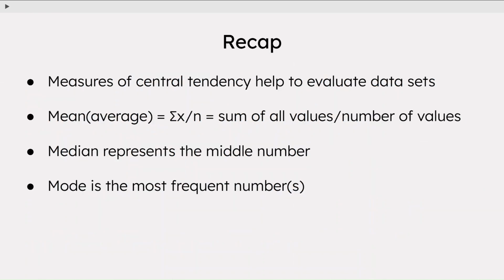Now to recap everything, measures of central tendency help to evaluate data sets, as we've shown in our examples. The mean or average would be this equation here, which is the sum of all the values over the number of values. The median represents the middle number, and the mode is the most frequent number or numbers.